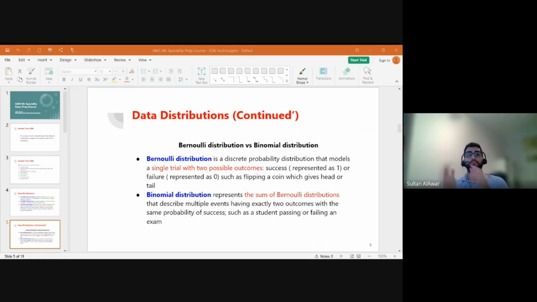So the Bernoulli distribution is a discrete probability distribution with a single trial and two possible outcomes, whereas the binomial is the sum of those Bernoulli trials, where we have multiple trials with only two possible outcomes, either success or failure.